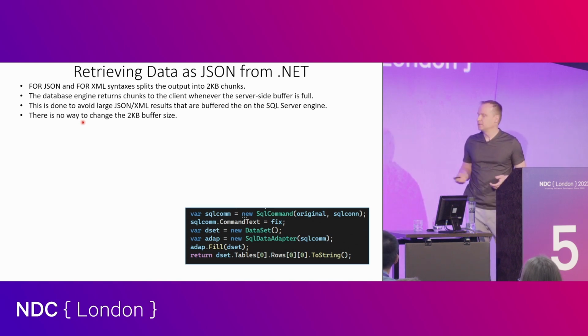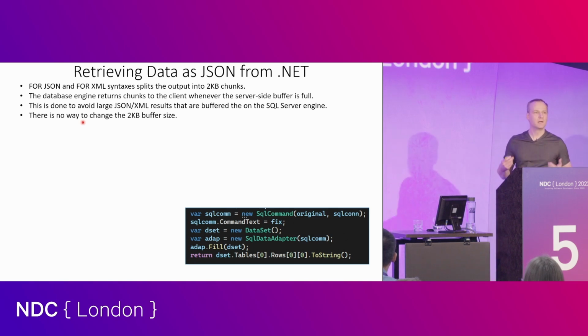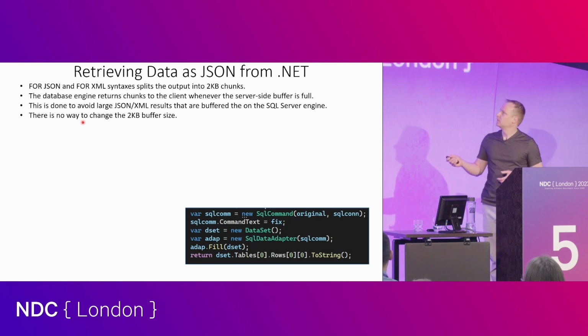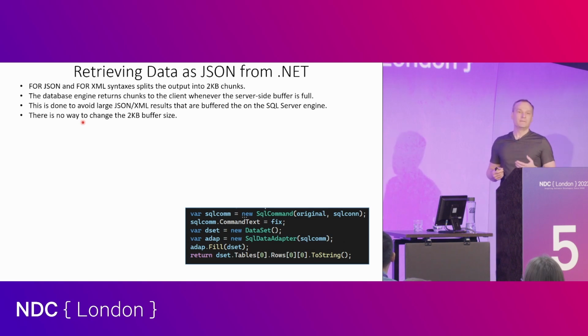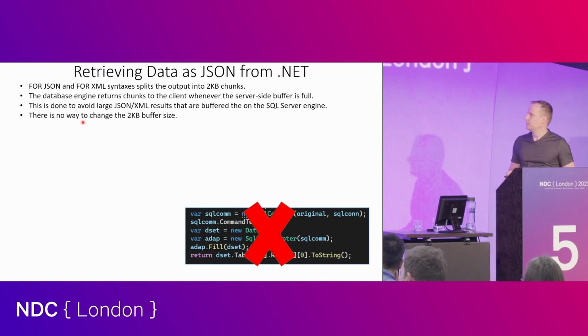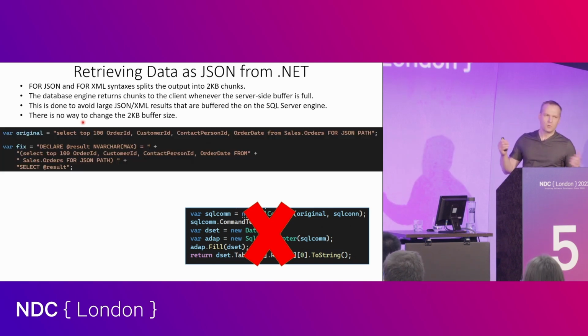this is mostly the default and easy way to get the data from SQL Server. This is not going to work. The main reason is that when SQL Server returns XML or JSON, it splits that into 2 kilobyte chunks. Because of that, if the data is larger than 2 kilobytes, you might not get the whole JSON document if you go this way. So there are two ways to fix that. This applies to JSON or XML.